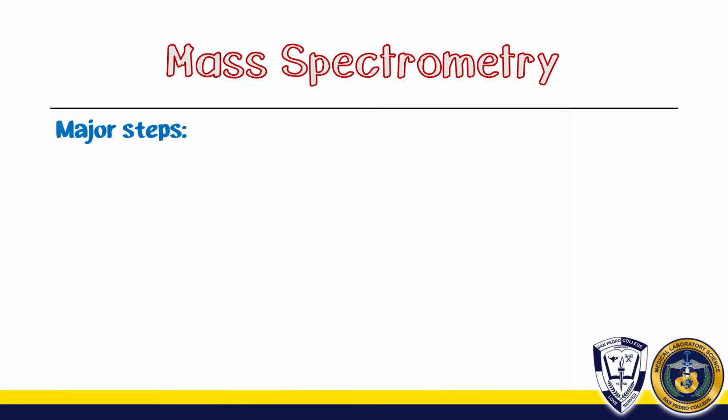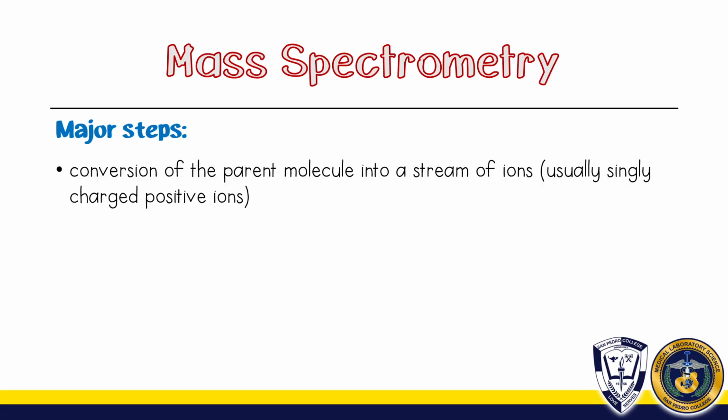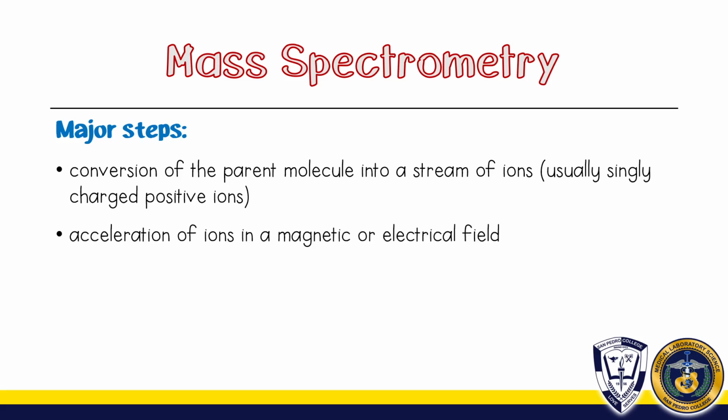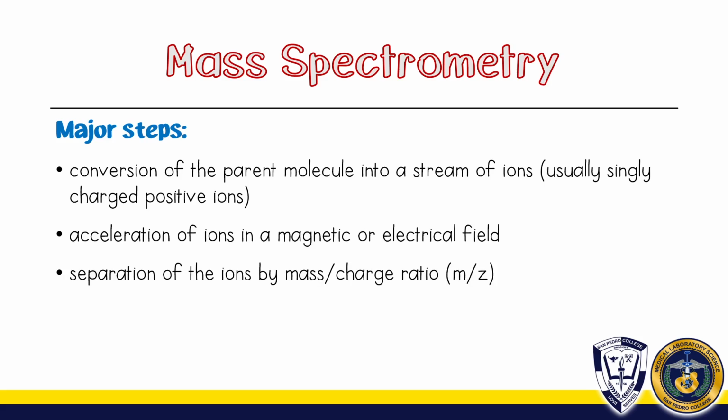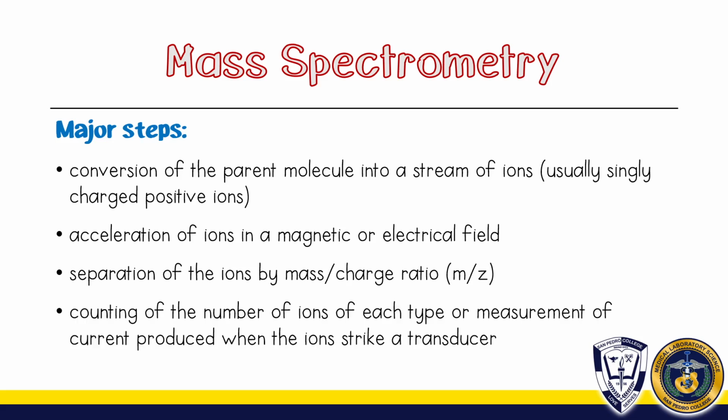Now, mass spectrometry actually involves four major steps. One is the conversion of the parent molecule into a stream of ions, usually singly charged positive ions. The next is the acceleration of your ions into a magnetic or electrical field. Then separation of your ions by mass to charge ratio. And lastly, counting of the number of ions of each type or measurement of current produced when the ions strike a transducer or labi na kato sa inyuhang detector.